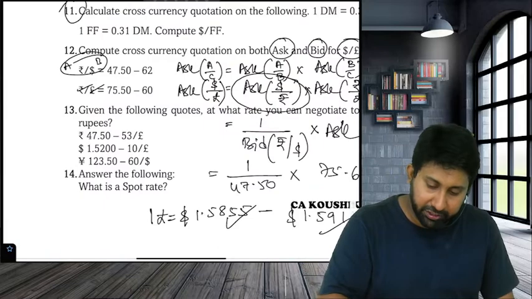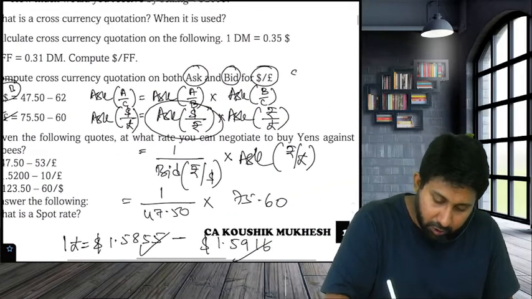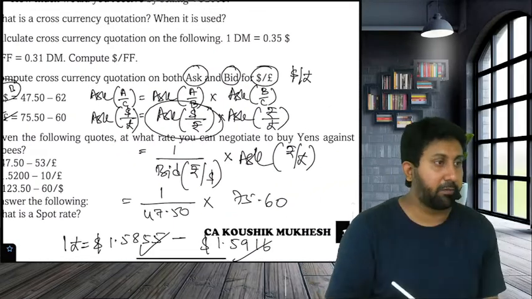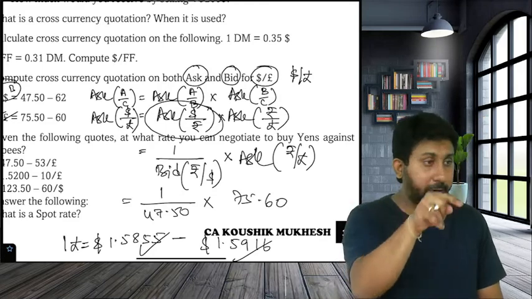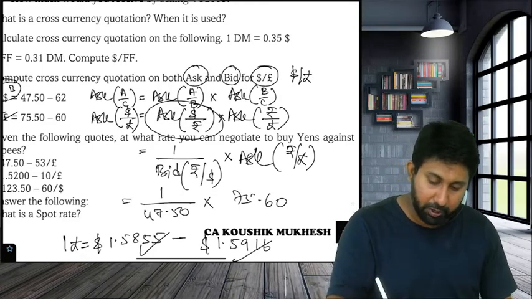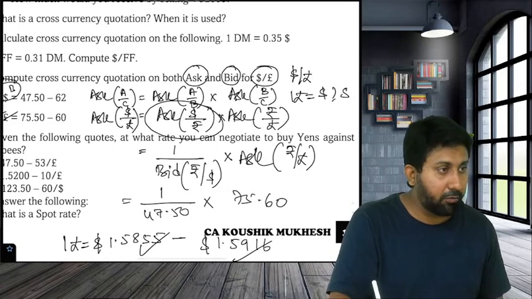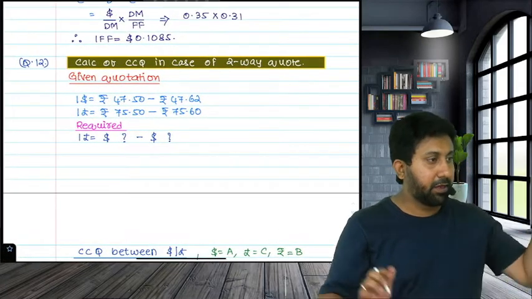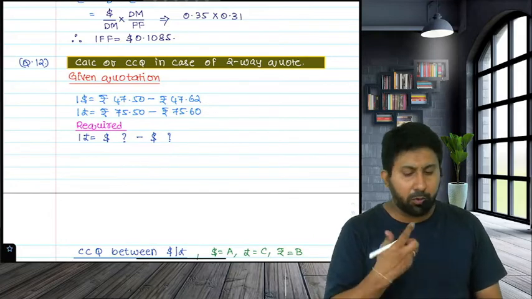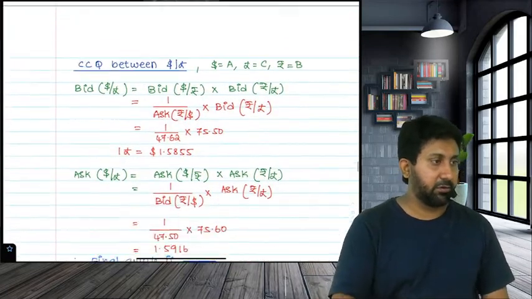So the given quotation, if you observe, we want dollar by pound format. Dollar by pound means how many dollars per pound. How many dollars per pound means we require 1 pound equal to how many dollars bid, how many dollars ask. Okay, see here.